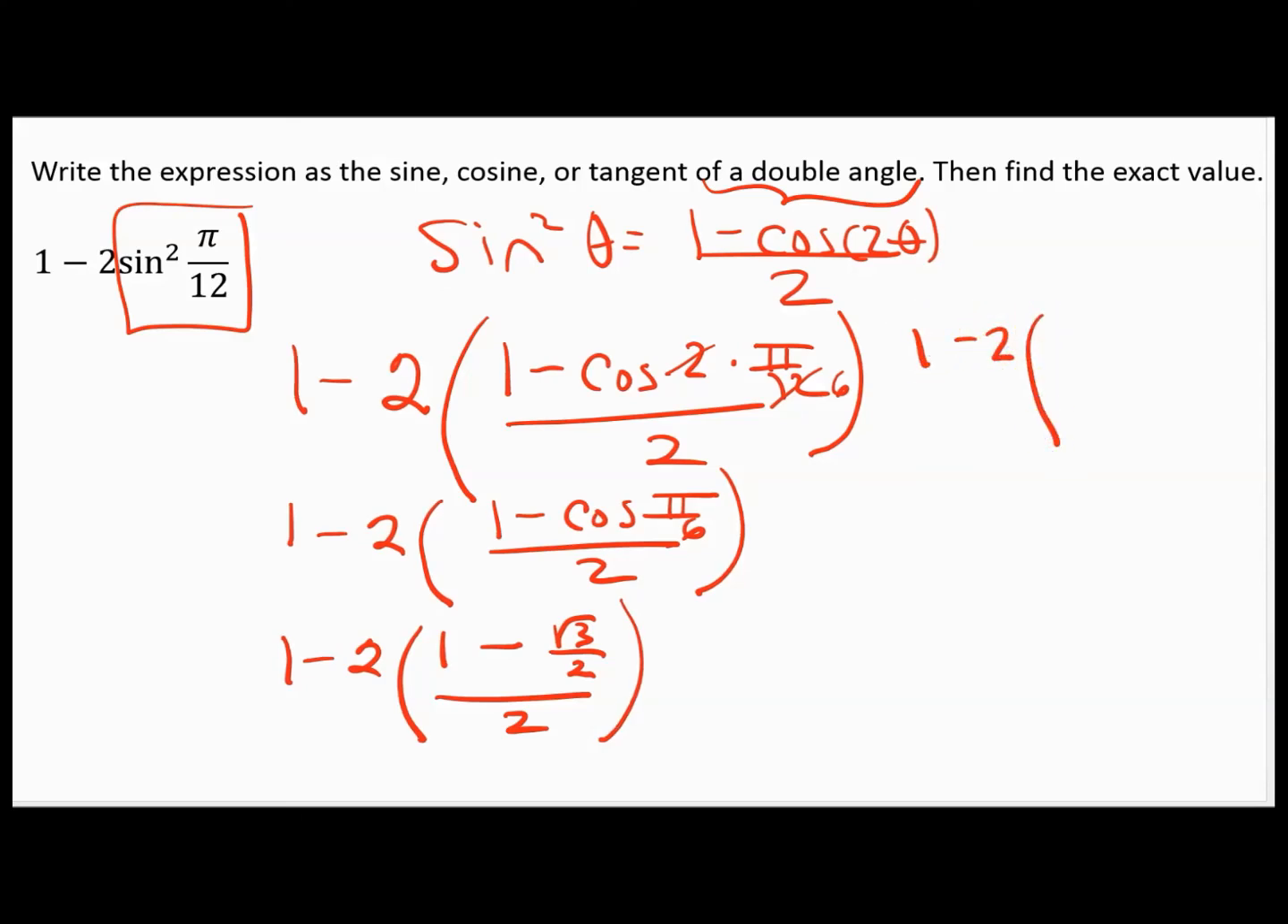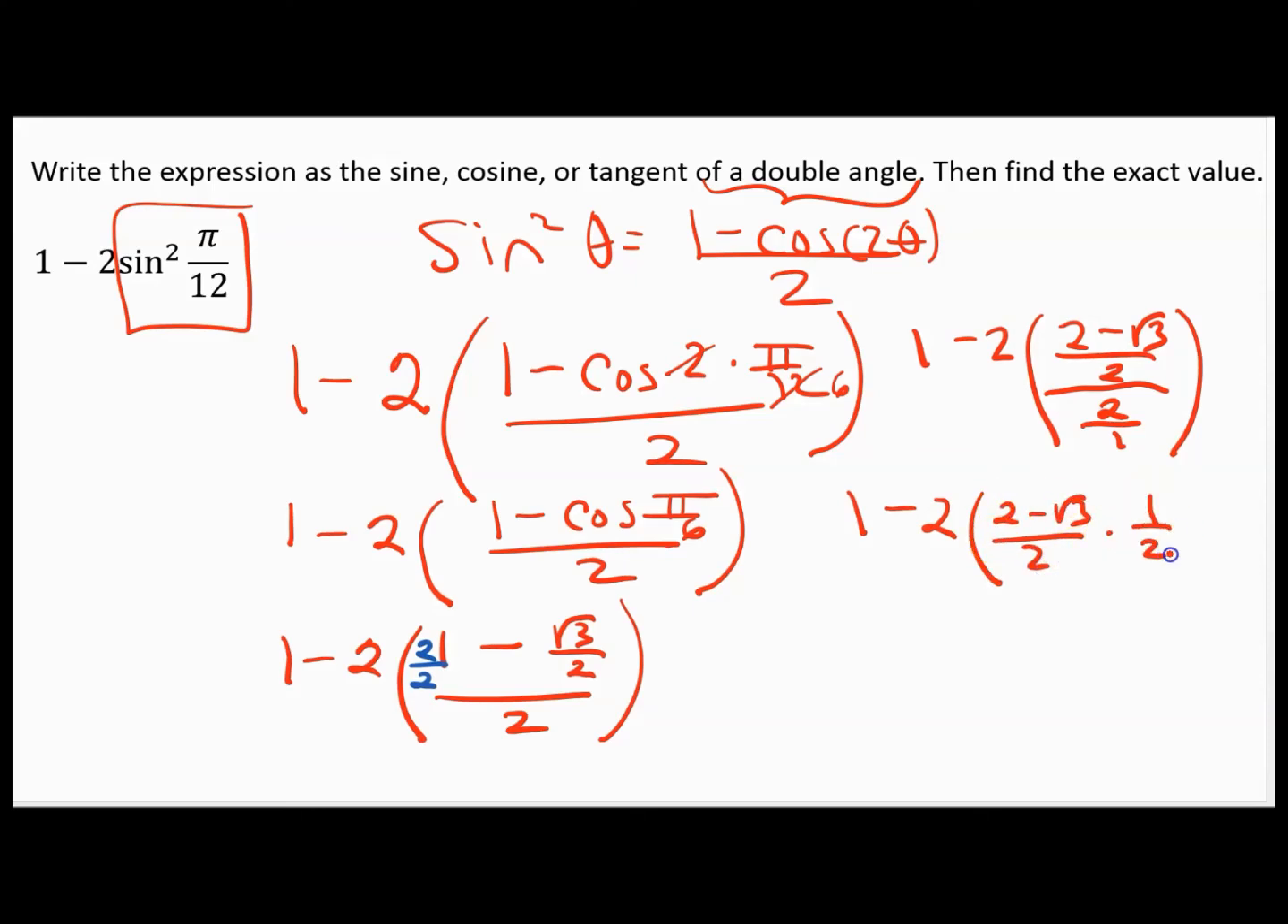Continuing on, I have 1 minus 2. Now, we need a common denominator to combine these two values in the numerator together, so that's going to give me 2 minus the square root of 3 over 2, and that is all divided by 2. We could put that over 1 because we know we're going to have to invert and multiply. So that continues to give me 1 minus 2, parentheses 2 minus the square root of 3 over 2 times 1 over 2 when I flip, which gives me 1 minus 2 times 2 minus the square root of 3 over 4. This 2 and this 4 cancel, give me a 2.